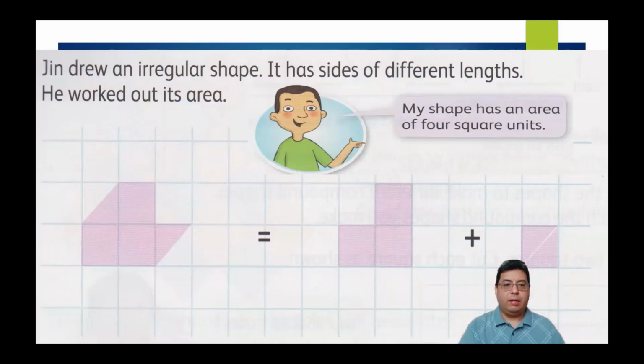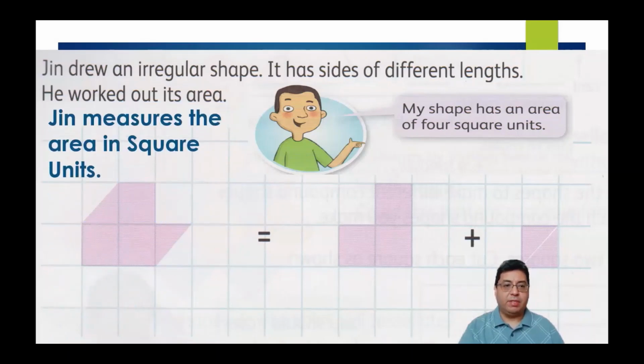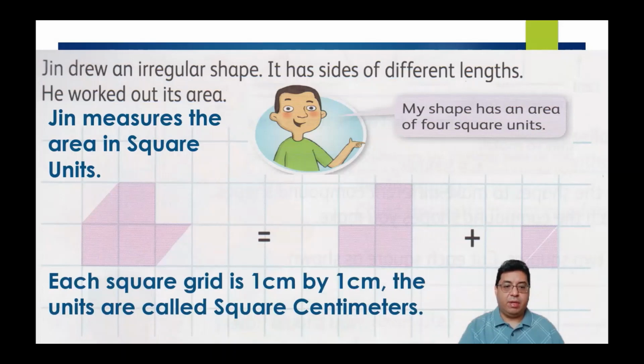So here, the first example I'm going to show you says, Jin drew an irregular shape. It has sides of different lengths. He worked out its area. So what he did first is Jin just measures the area in square units. Okay, then each square grid is 1 centimeter by 1 centimeter. The units are called square centimeters. So he says that my shape has an area of 4 square units.